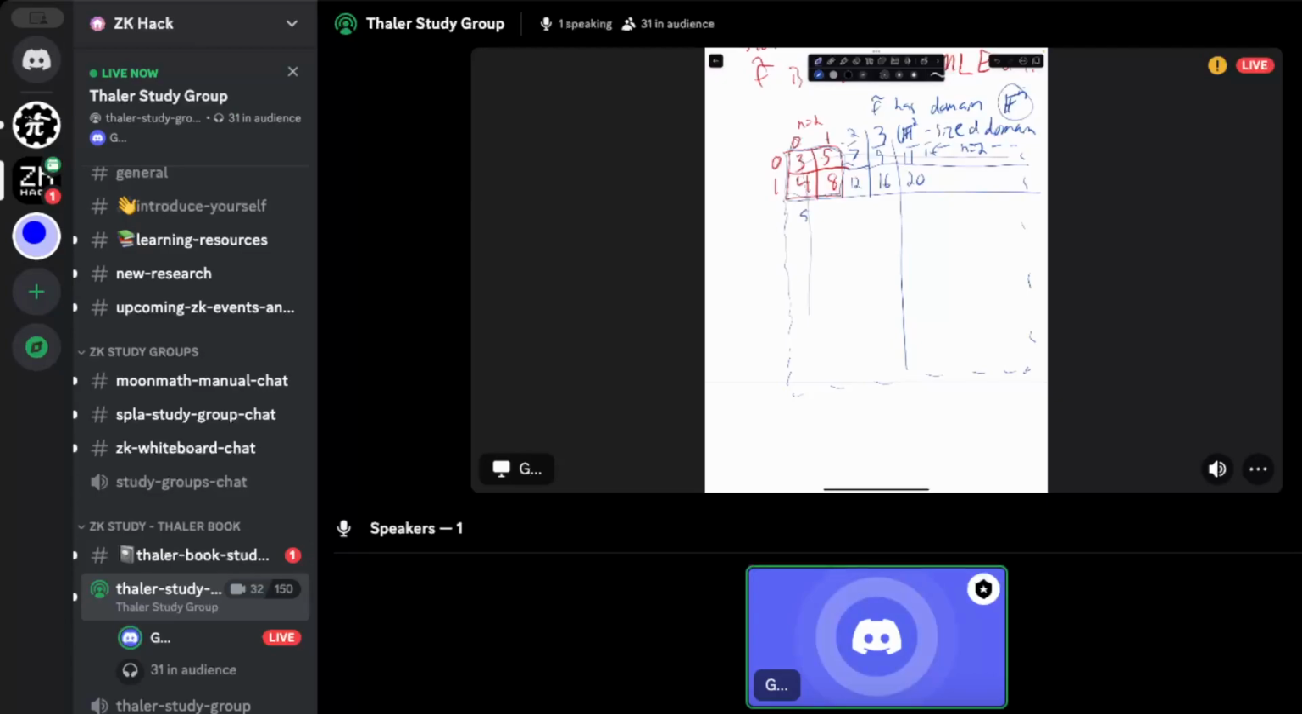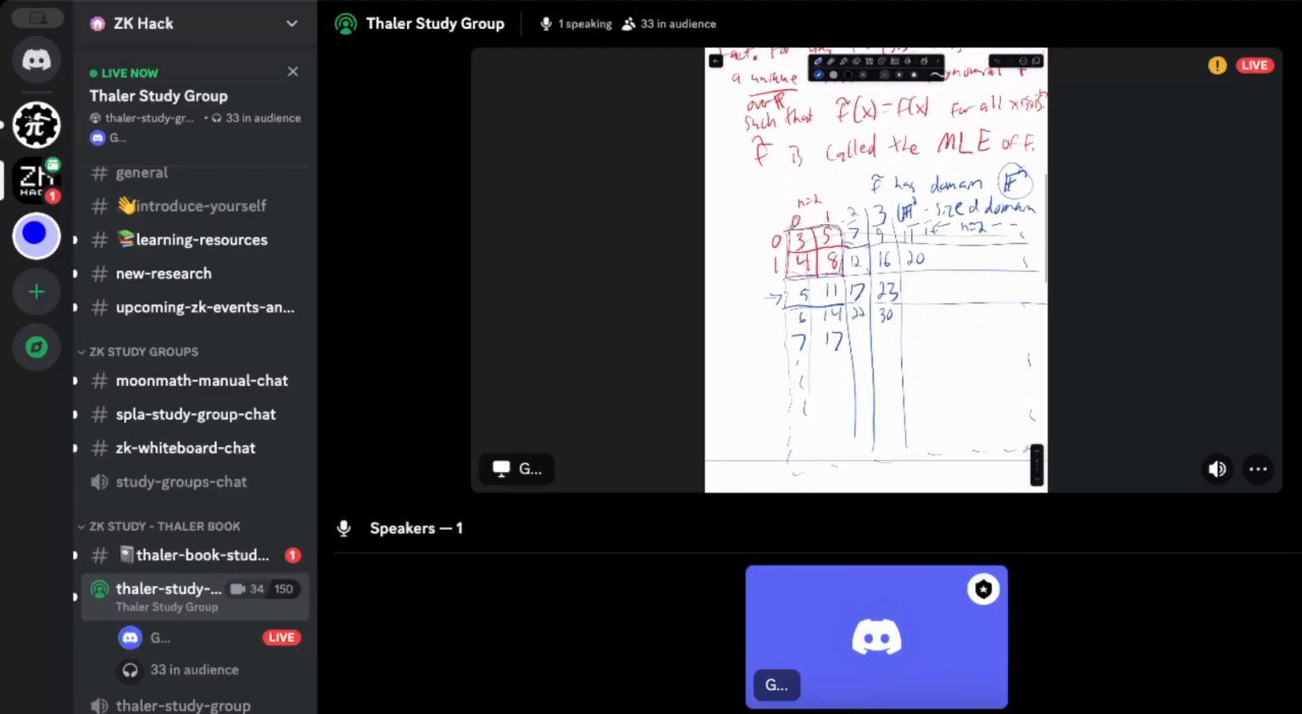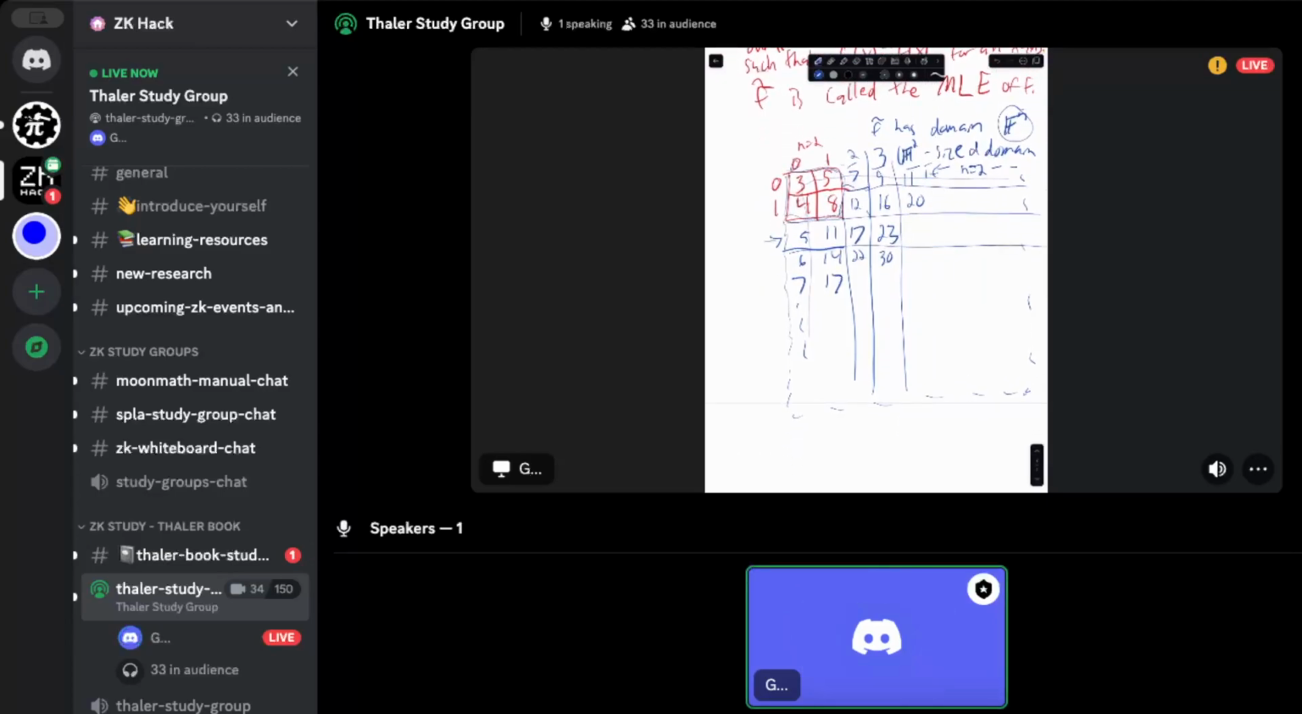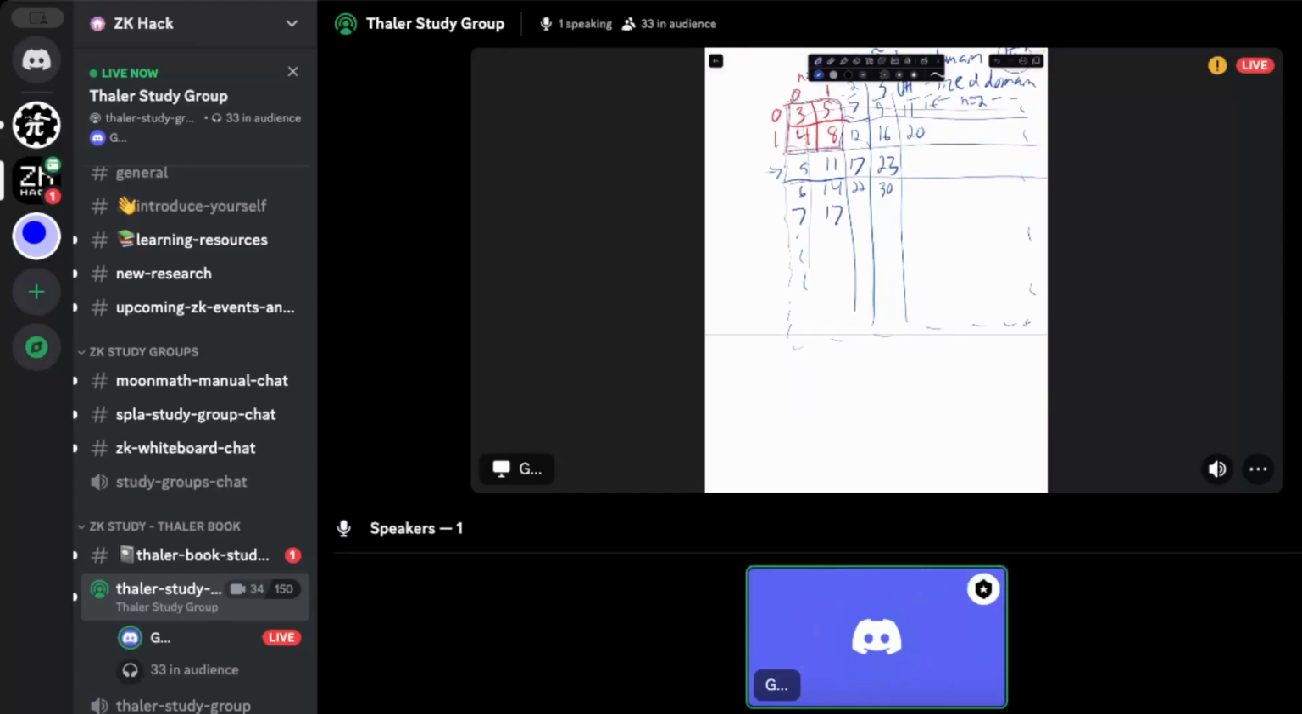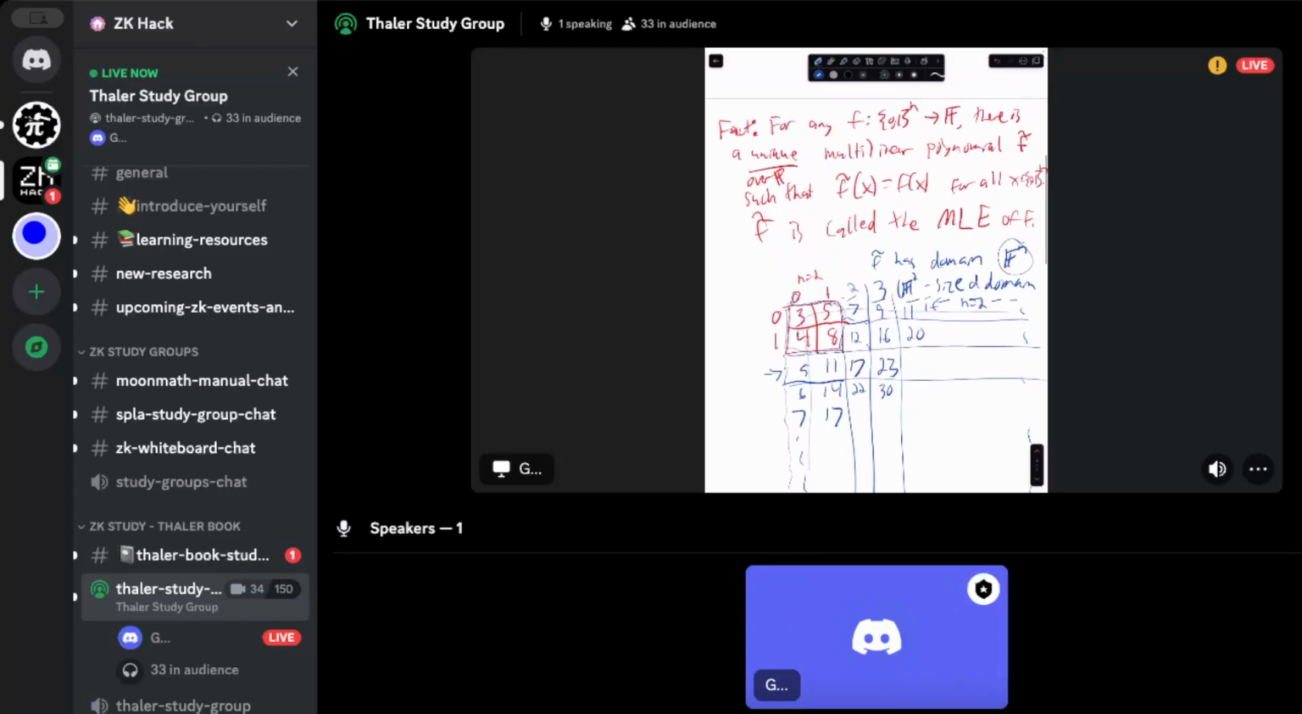So 3, 4, 5, 6, 7, 5, 8, that's a difference of 3. So 11, 14, 17. You just get used to this stuff. And then if you go along this row here, 5 and then 11, next would be 17, 23 and so forth. 6, 14, next would be, hopefully I'm doing the math right, 22, 30. So every row and column is just a line. Okay, so that's multilinear extensions. Let me pause and see if anyone has any questions about the multilinear extension.